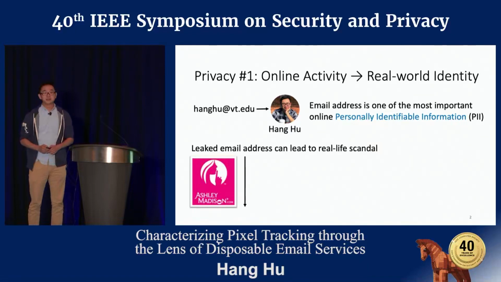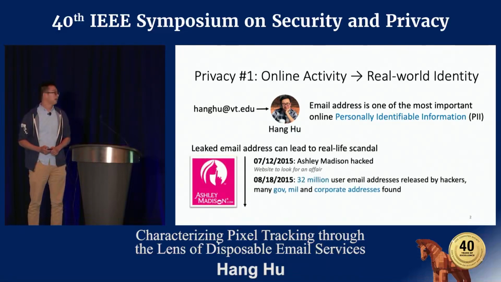Ashley Madison's data breach is a perfect example. Ashley Madison is a website where people look for an affair, and in 2015, it was hacked. In after months, 32 million user email addresses were released by hackers. Many government, military, and corporate email addresses were found in the leaked data, and in just 10 days, leaked users started to face blackmail threats.